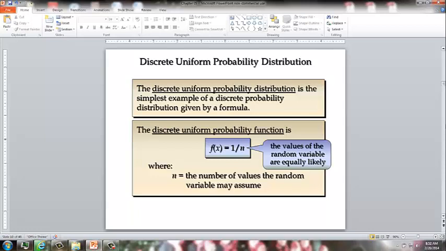Hence, consider, for instance, tossing a die. There are 6 possible outcomes, right? 1, 2, 3, 4, 5, 6. Each one is equally likely. Hence, the probability of each outcome is exactly 1/6, or 1 divided by the number of possible outcomes. So what is the probability of getting 3? It's 1/6. What is the probability of getting 2? 1/6, and so on.